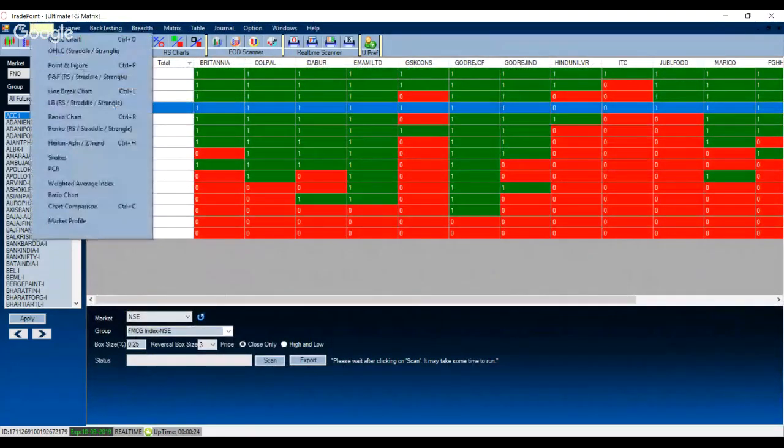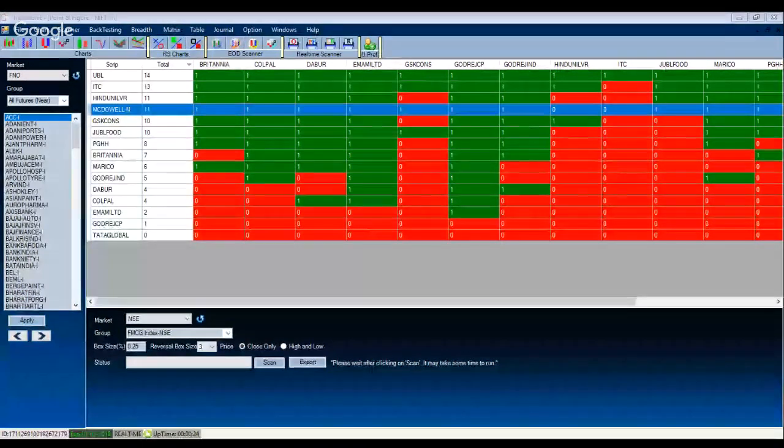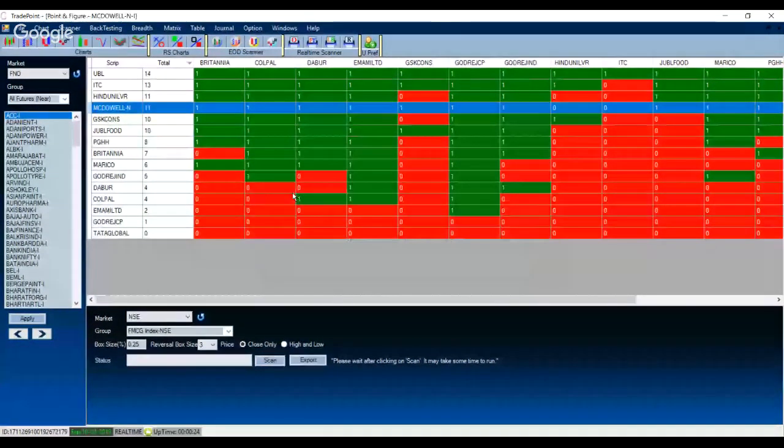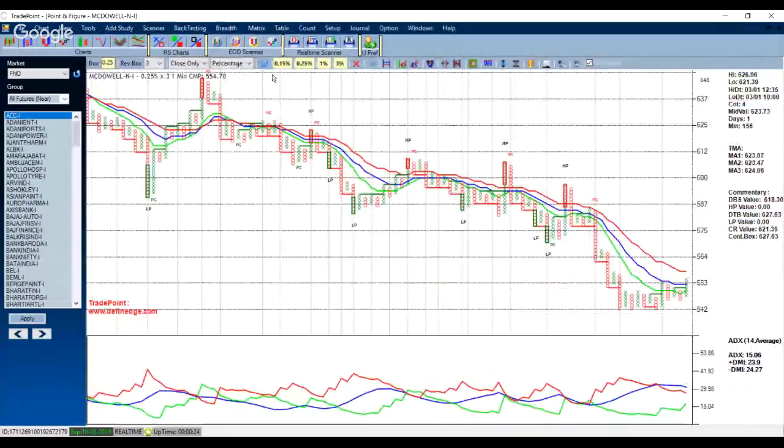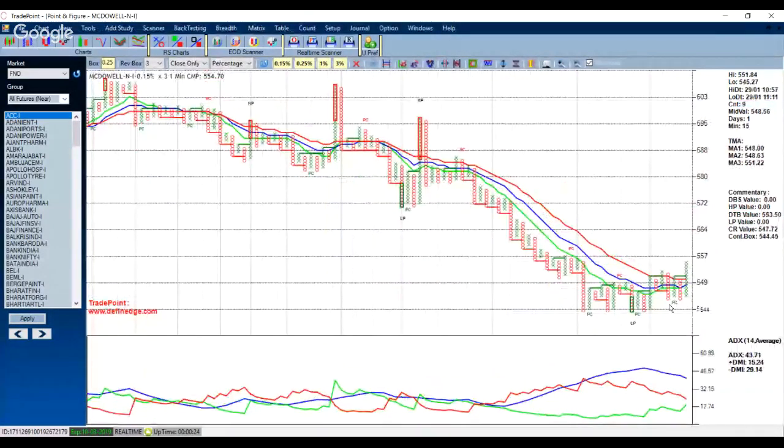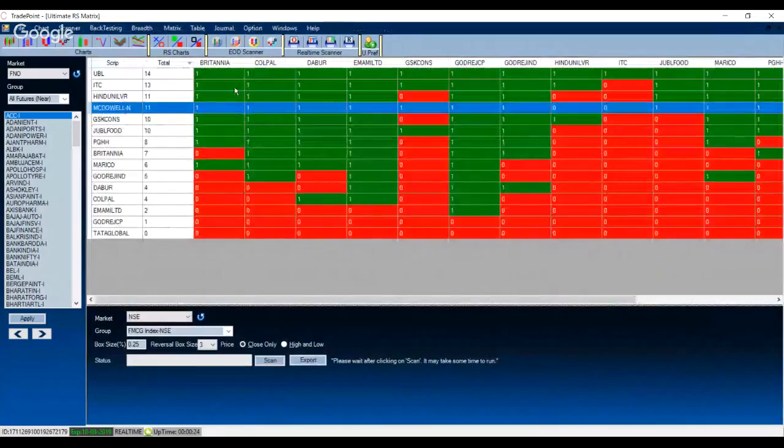McDowell's, I'll check also. I'm checking because whenever there's a new entry in these sectors, it does interest me. What is happening? McDowell is okay, kind of okay. Nothing special. We need more price action. So out of this, I think only UBL was looking pretty okay.